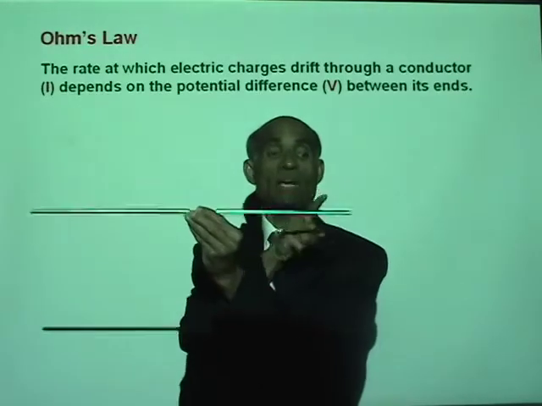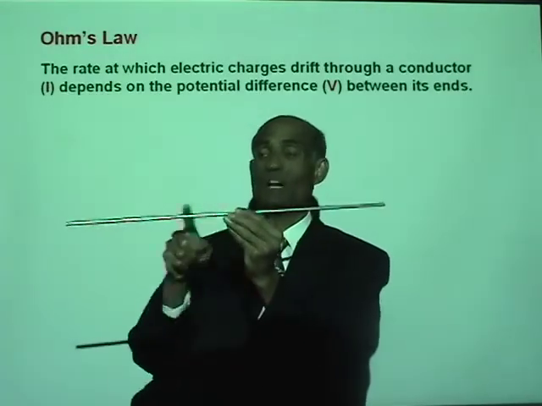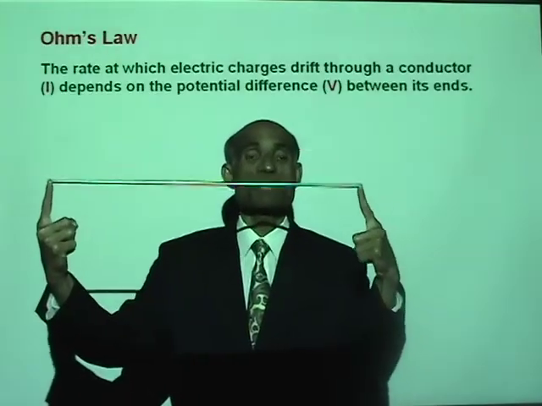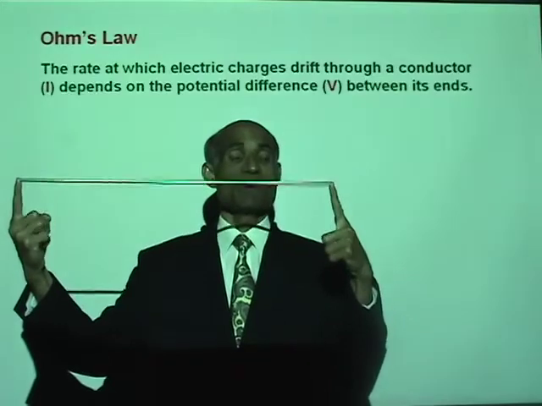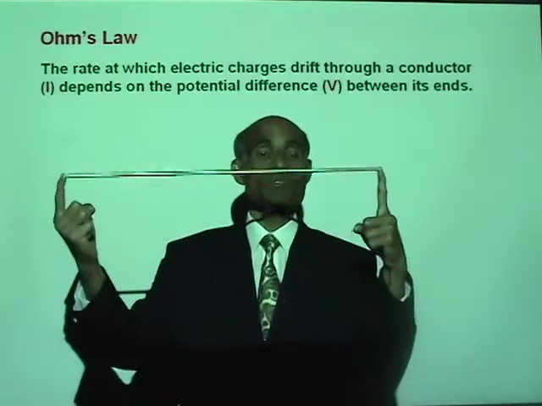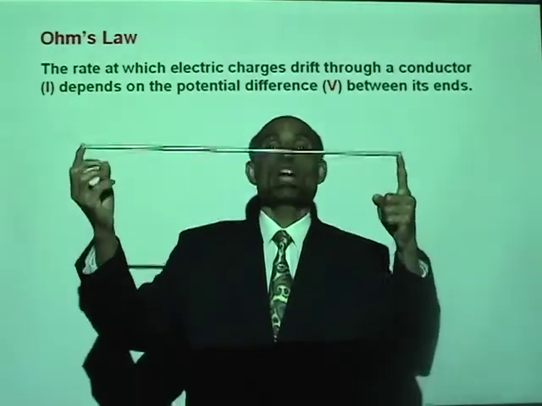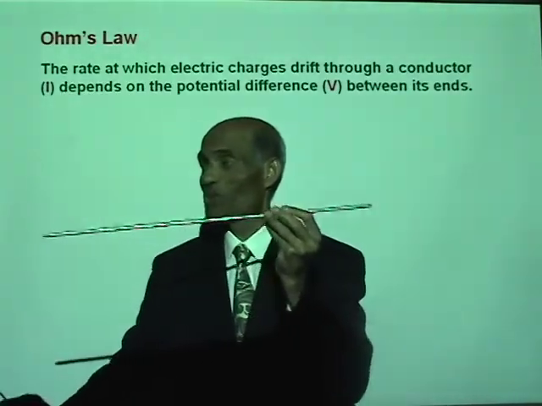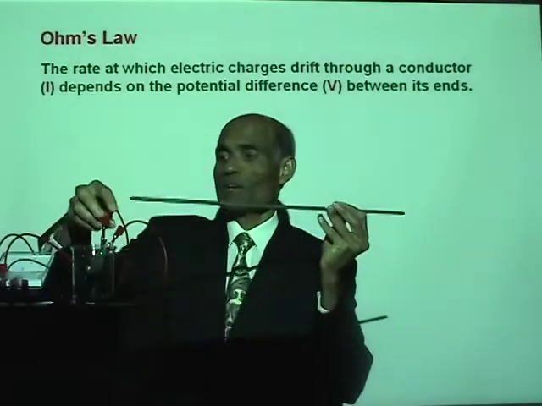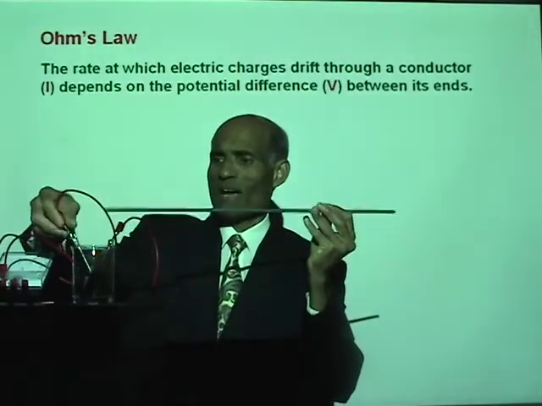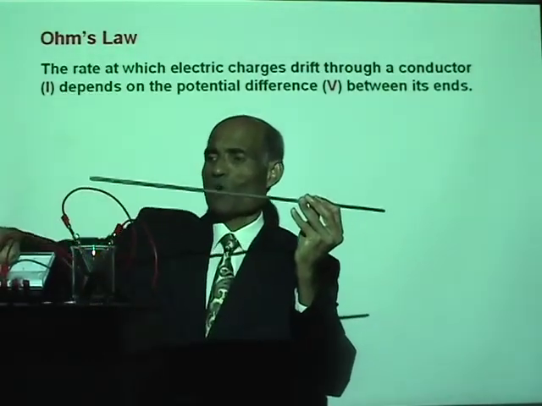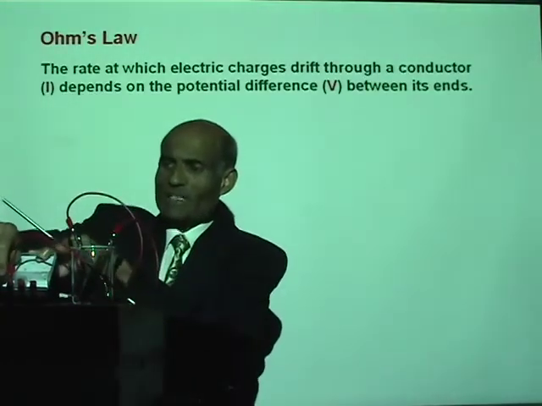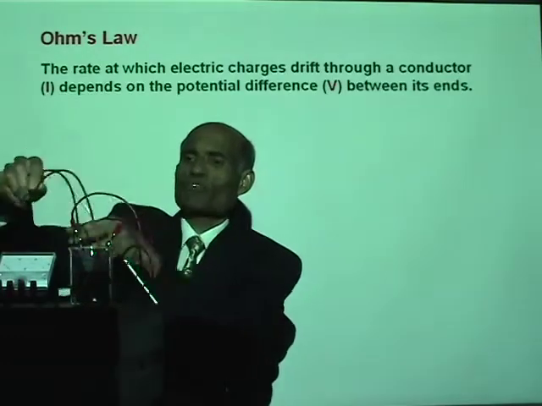If I want to make a current flow in this conductor, I need to apply a potential difference between its ends. When I apply a potential difference between its ends, a current will flow in here. And how will I apply a potential difference? Well, you know that a battery, here I have a battery. All I need to do is connect a battery across that conductor.